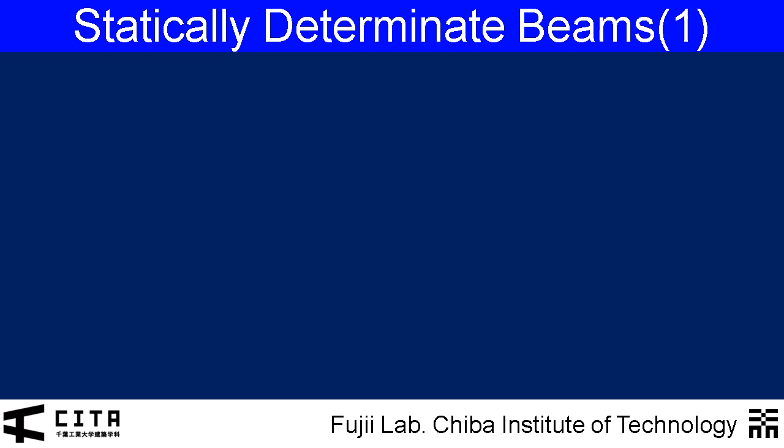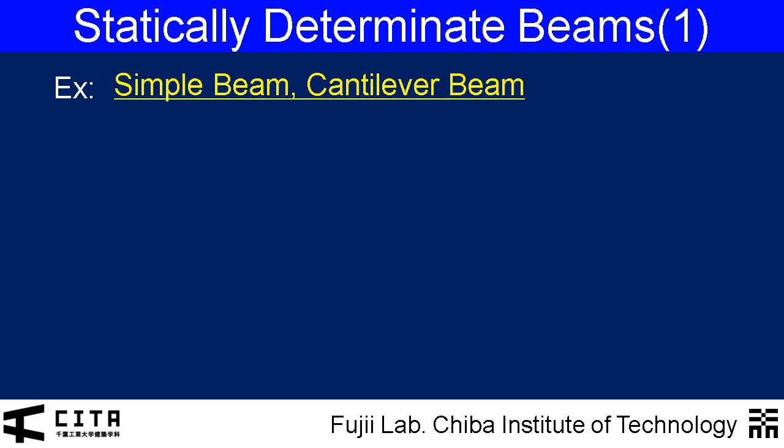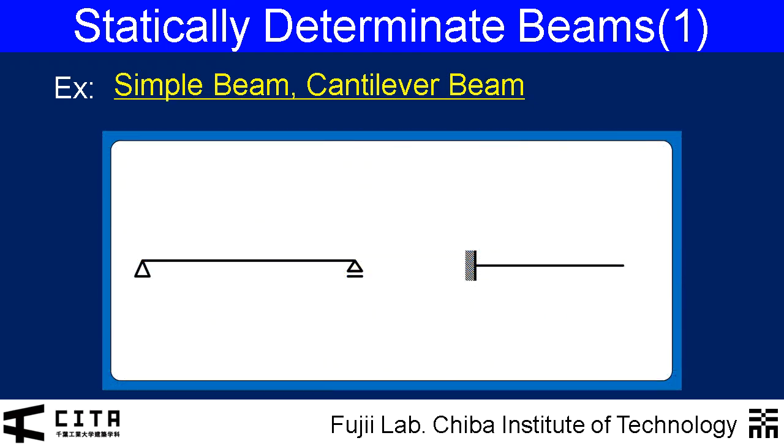As typical examples of statically determinate beams, simple beams and cantilever beams are often introduced. Here are diagrams of these two statically determinate beams. The one on the left is a simple beam, and the one on the right is a cantilever beam.